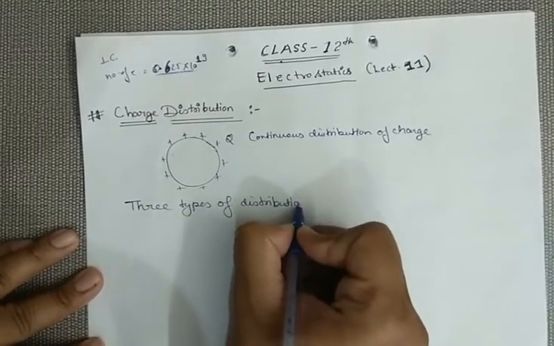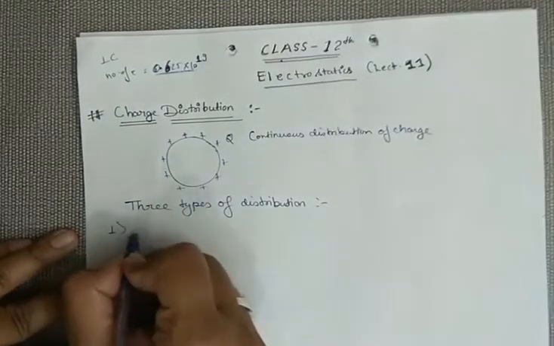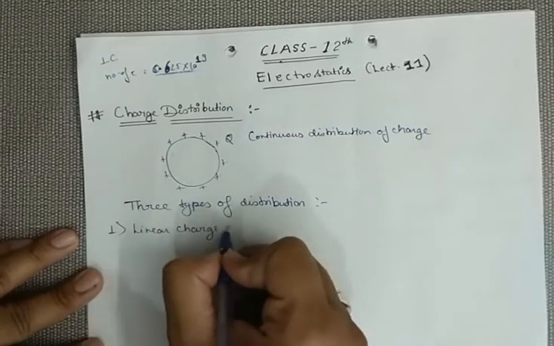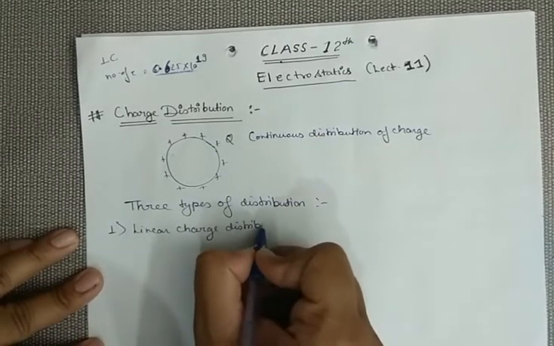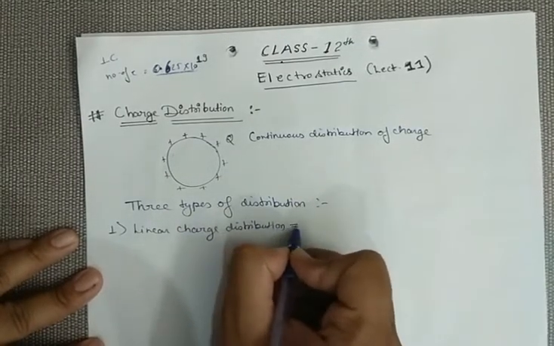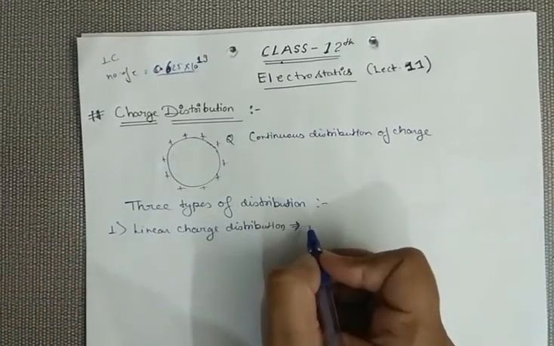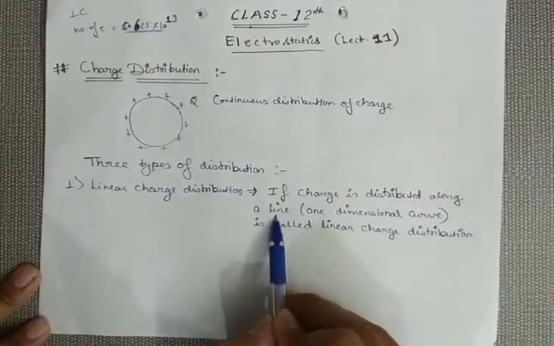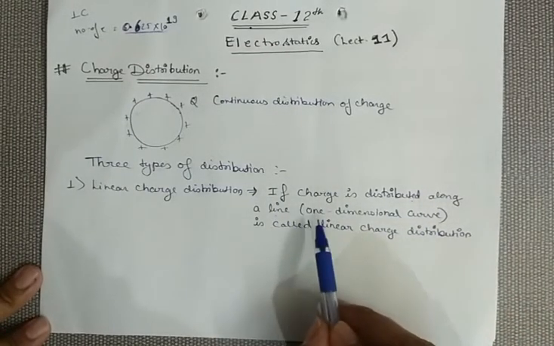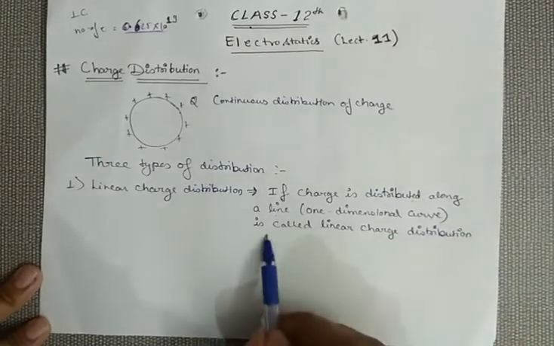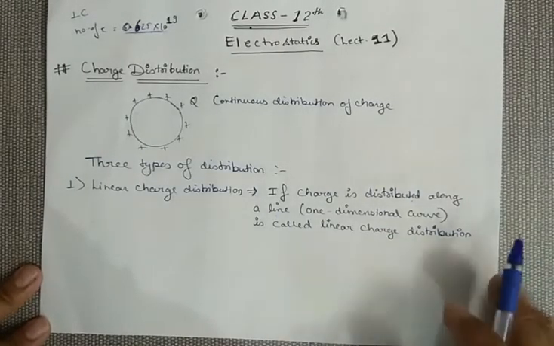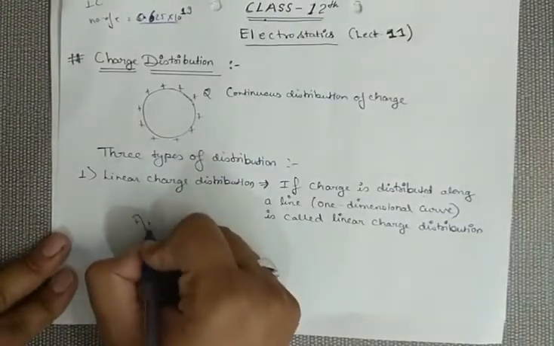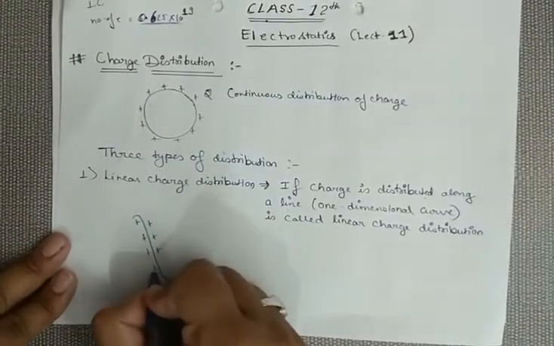So the first one is linear charge distribution. It is defined as follows: if charge is distributed along a line, that is, a line can be considered as a one-dimensional curve, such a distribution is called linear charge distribution. Now let us consider a straight line and some amount of charge is distributed on this line.